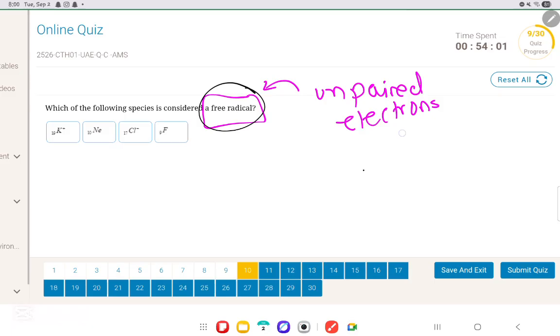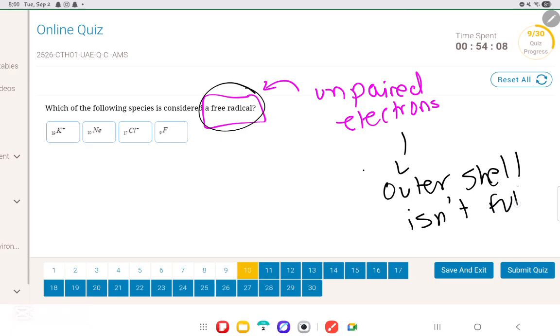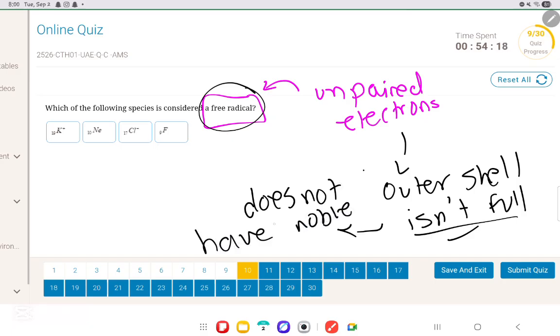So unpaired electrons means that the outer shell isn't full. Because the outer shell isn't full, it does not have a noble gas configuration. So free radical means unpaired electrons, unpaired electrons means the outer shell isn't full, and that means it does not have a noble gas configuration. Now, there are some elements that also do not have a noble gas configuration, but they do have paired electrons. The outer shell is not full, but they still have paired electrons.